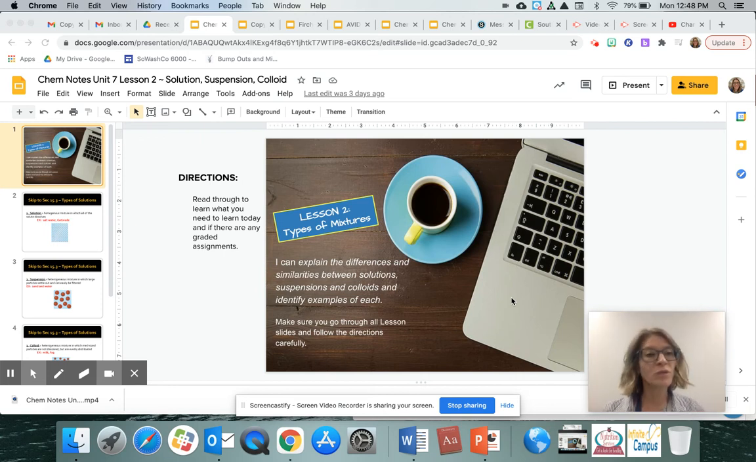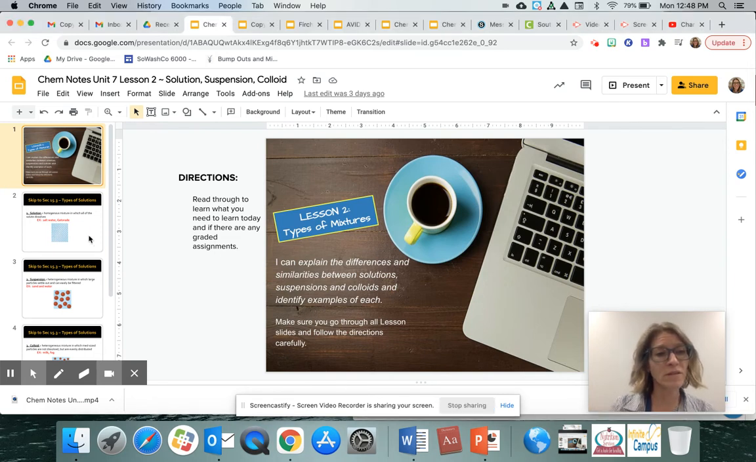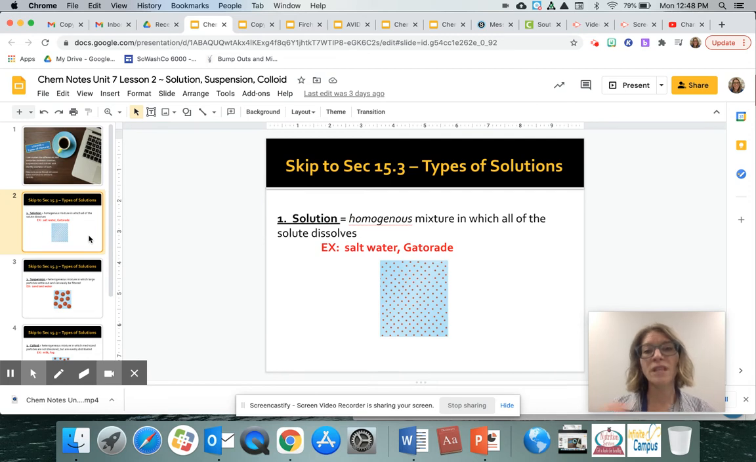So Lesson 2 will cover types of mixtures and talk about the differences between solutions, suspensions, and colloids. So a solution is a homogeneous mixture. Homogeneous means it's all the same. So if you look at a solution, you can't see the different parts. So like Gatorade, if you have a bottle of Gatorade, you can't see the sugar and the dye and the water, you just see one uniform substance.